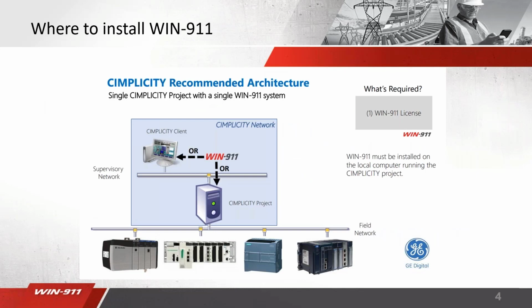So where to install WIN-911? It's pretty basic. WIN-911 has to be installed on your local computer running that Simplicity project. So you can see a screenshot here of the network on the client or the project. As long as the actual project is running on that local machine, that's where WIN-911 needs to be.